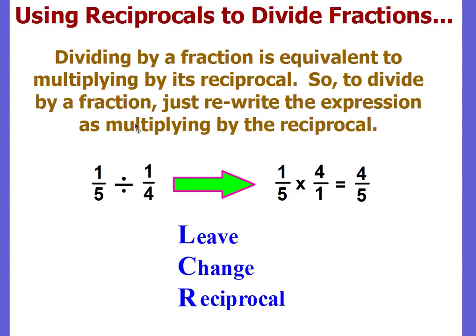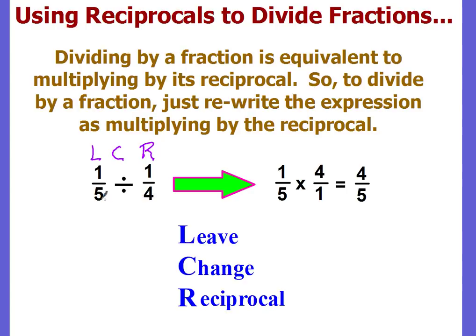If you look at your division problem, there are 4 parts. There's one part right here, the first fraction. This is your dividend. This is what's being split apart or shared. So we're going to use the L for leave with the first fraction. The change goes with the division operation. We want to change this division symbol to a multiplication, so the C goes with that. And then the reciprocal goes for your divisor, or the last fraction, the one you're dividing by. This is the one that we want to flip. It's the one we need to write the reciprocal of.